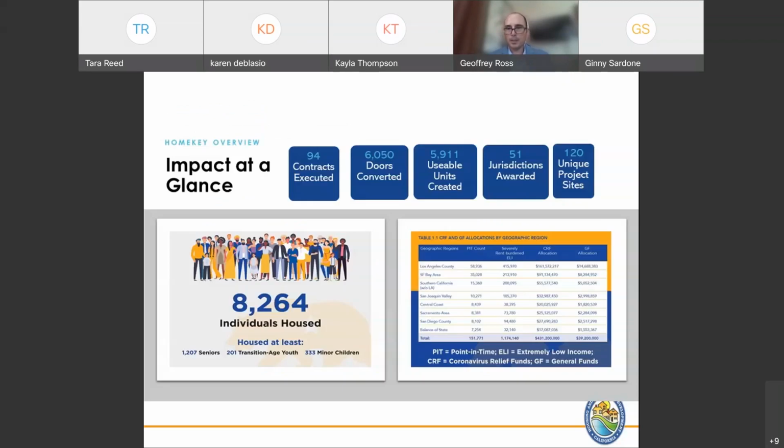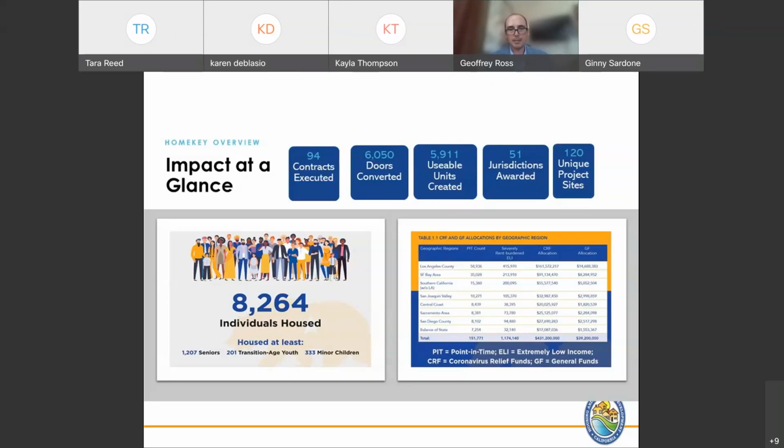Ultimately, you've heard me allude to this. This is what we were able to accomplish. The most important thing to think about is that within 6 months of the first contracts going out, within 90 days of us executing contracts with folks, projects were being occupied. And that meant, as a result of this, we were able to house over 8,000 Californians that did not have housing before. And so that was critically important.